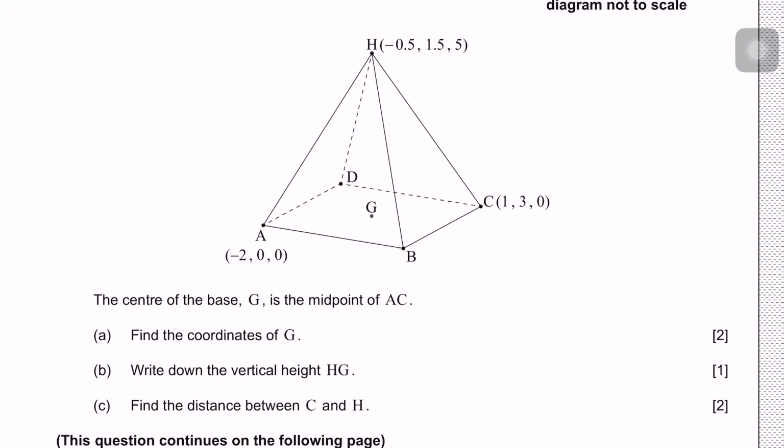The center of base G is the midpoint of AC. Part A asks us to find the coordinates of G. So G, we're told, is the midpoint of this line segment AC. We have a few different ways that we can solve this. First, the most obvious way would be to use the midpoint formula for 3 dimensions. In this case, we have x, y, and z. We could just use the midpoint formula for this, and then there's actually a conceptual way to solve this that I'll show you after this.